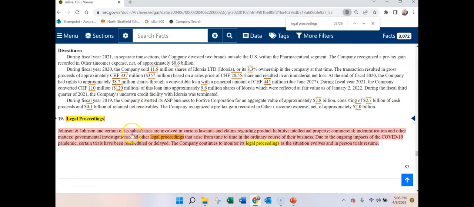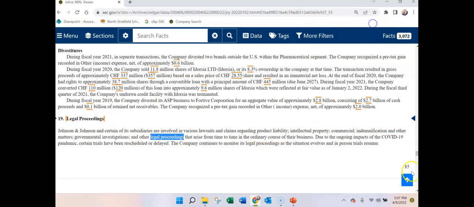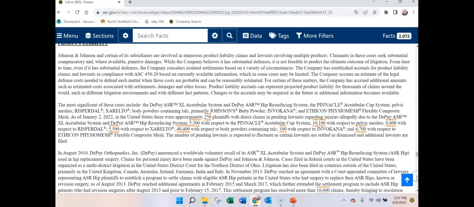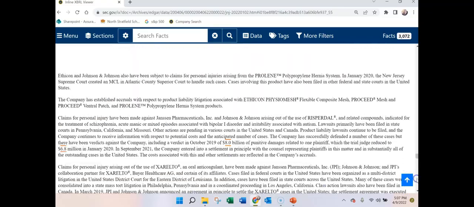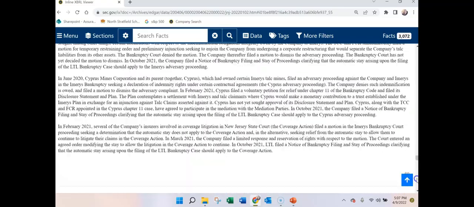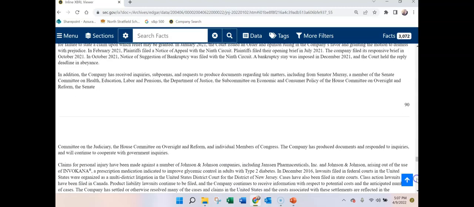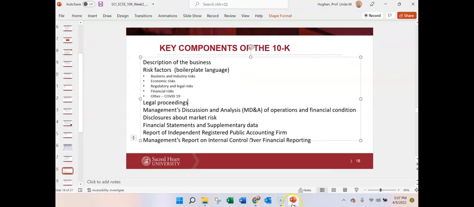here it is. Johnson & Johnson is involved in various lawsuits and claims, and we're going to take a look at these a little bit more when we get to the notes to the financial statements section. But we can see quite a bit of product liability and then some specific lawsuits. They're going to talk a little bit more about some specific lawsuits that the company is engaged in, and we'll cover that a little bit later.